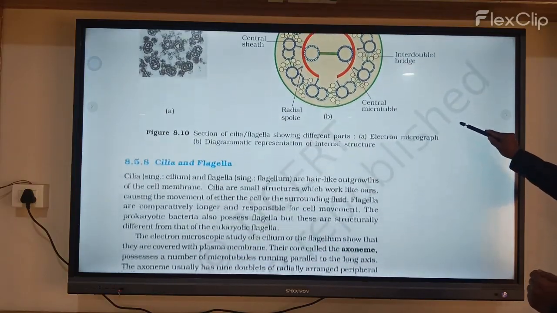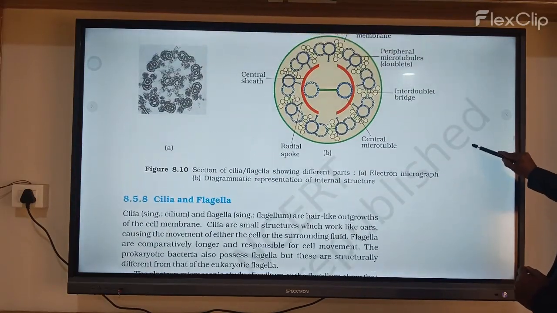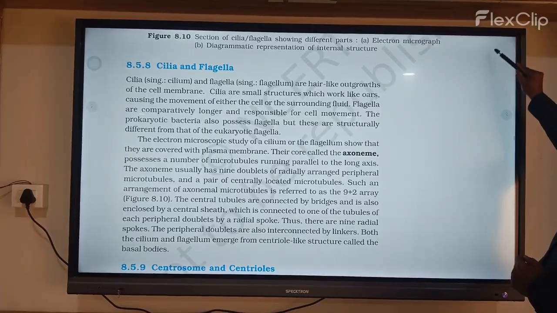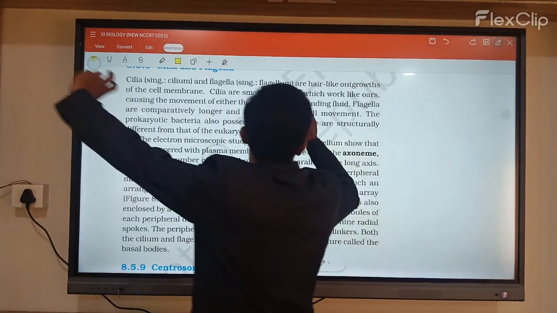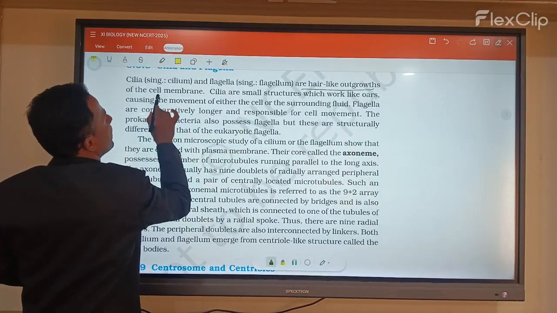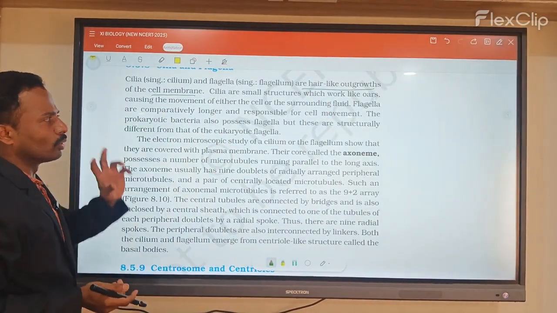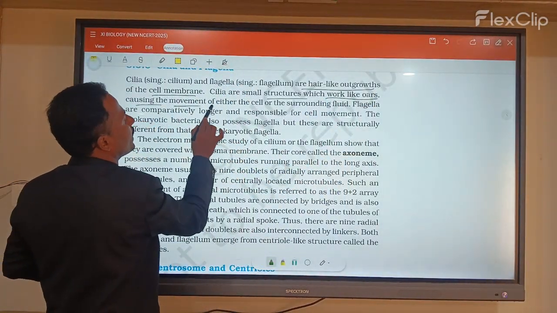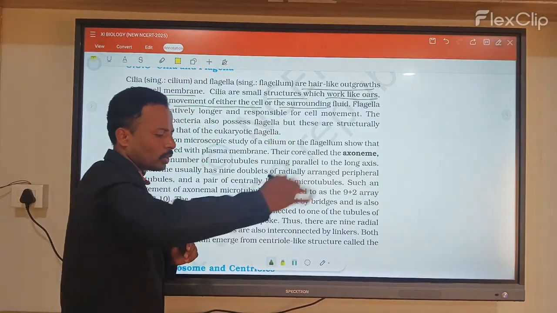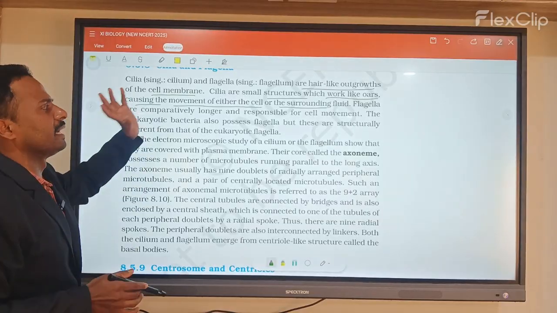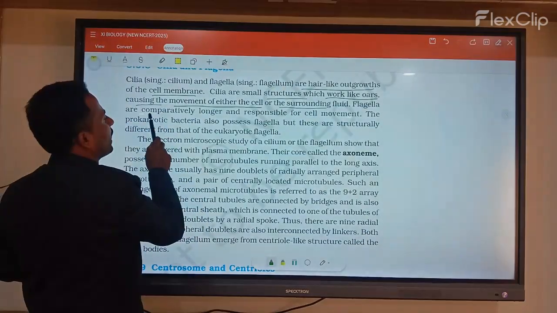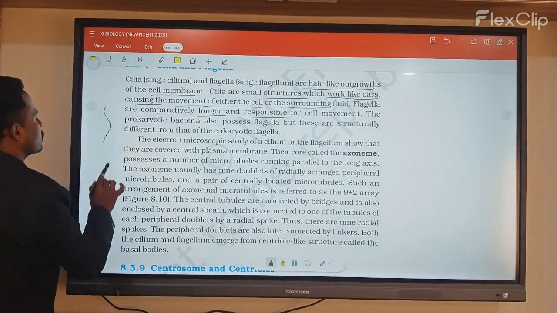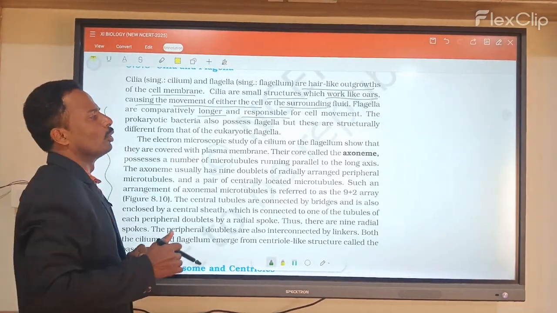Okay, now next, the cilia and flagella. Cilia and flagella are hair-like outgrowths of the cell membrane. They are completely outgrowth structures. Cilia are small structures that cause movement of either the cell or its surrounding fluid, so they mostly help in movement. Flagella are comparatively longer, thread-like structures and are responsible for cell movement. They also help in motility.